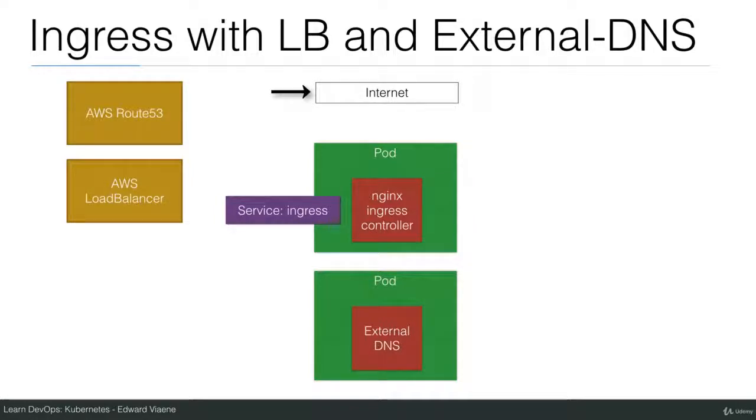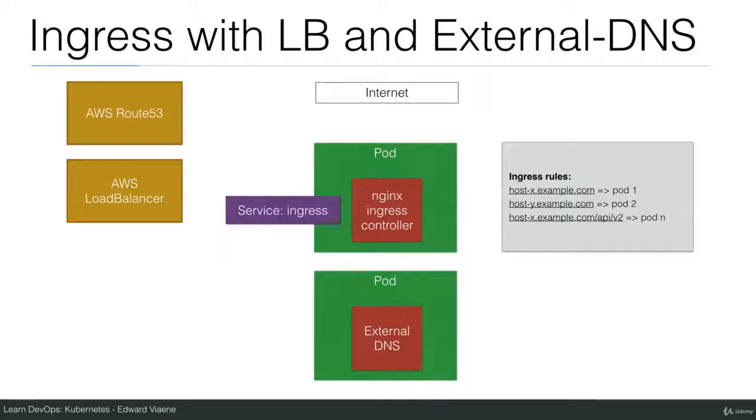So we have the internet, we have two pods in our Kubernetes cluster, we have the Nginx controller in one pod and the external DNS in another pod. We have one service in front of our ingress, and that service is of type load balancer, so that service spun up the AWS load balancer on the left here. We're going to add a few ingress rules. So here are 3 rules, and these rules will be read by the Nginx ingress controller.